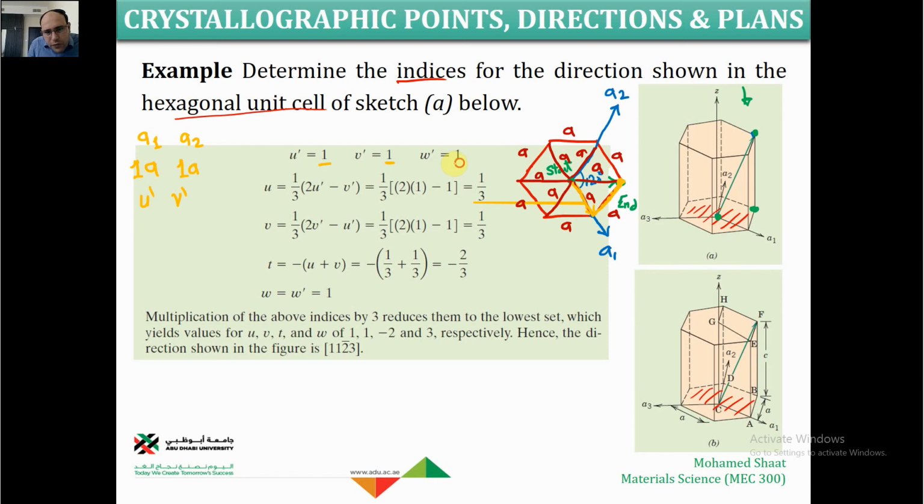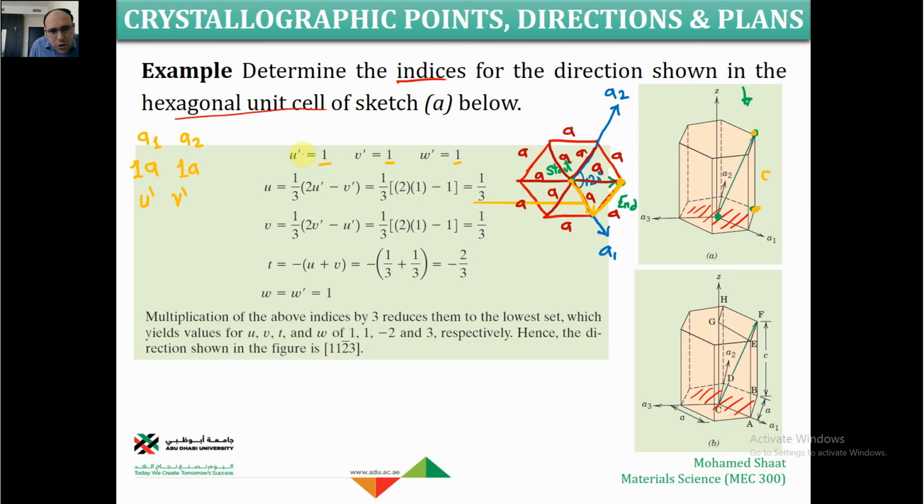So we still need to define how much W prime is. W prime, this is the height. Since we moved from this point parallel to A1, A2, we reached up to this point. How long are you going to move vertically to get the exact end point of the vector? You're going to move the entire C, the entire height. So this means that W prime will be 1C, or 1.